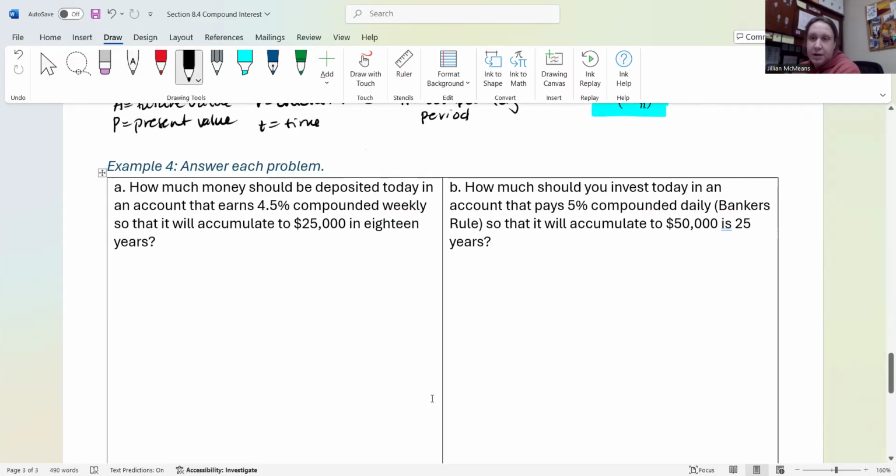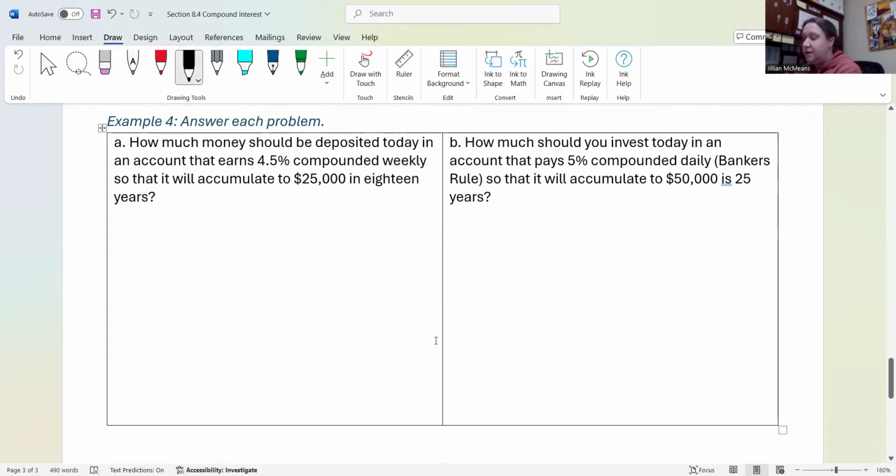We have two examples here. So for example 4, it says answer each problem. So basically, find each present value. All right? And the questions don't specifically say necessarily find the present value. A lot of times the wording will say something like how much should be invested today. And that's a good indicator that you're doing a present value problem, because you'll know how much you need down the road. You don't know how much you need today. So how much would I invest today is a good indicator that you're finding P.